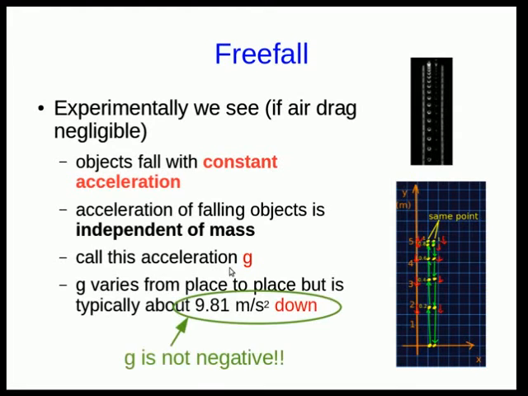It's very important. It is not negative. It is down. If you set up positive, then your acceleration is negative g on the y-axis. If you set your y-axis pointing down, then your acceleration is positive g.